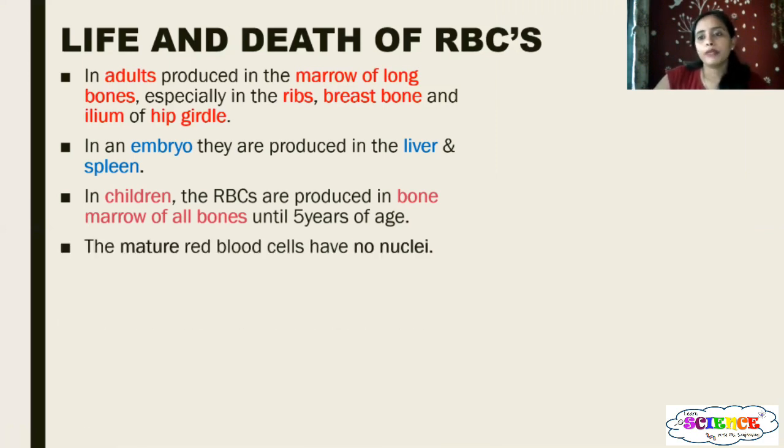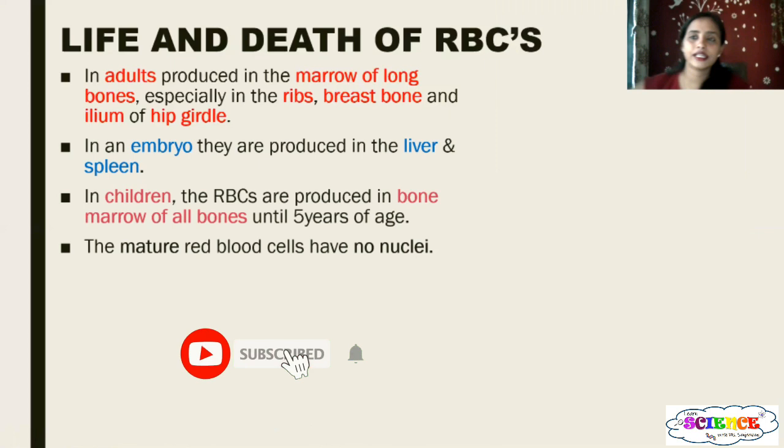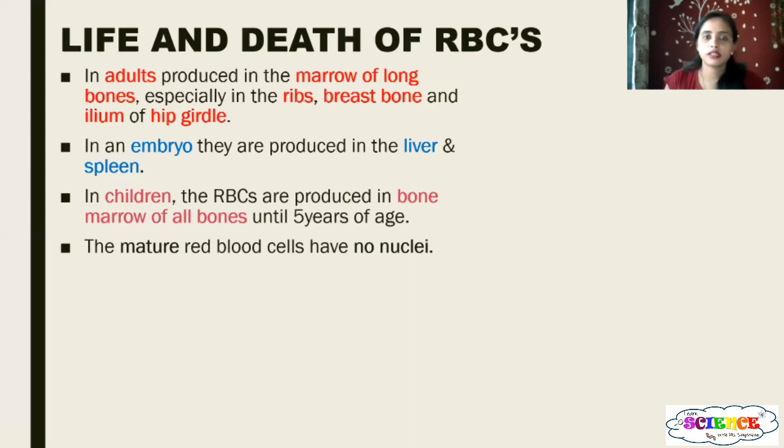Then, mature red blood cells have no nucleus. There is no nucleus present. Red blood cells are actually dead cells of our body. They are dead because their nucleus gets destroyed. Initially, when it is formed, the red blood cell does have a nucleus, but when it matures, when the red blood cell knows that it has to transport oxygen and carbon dioxide, what happens?